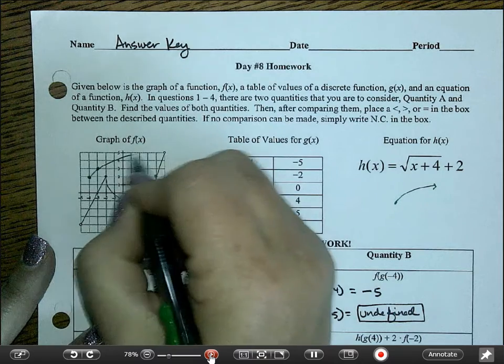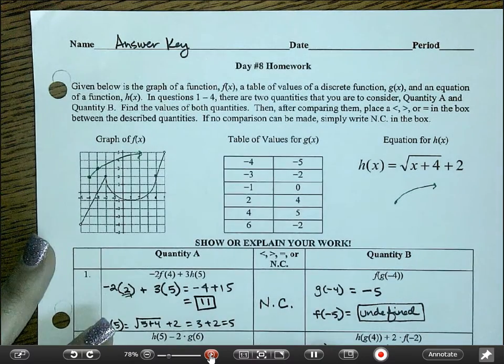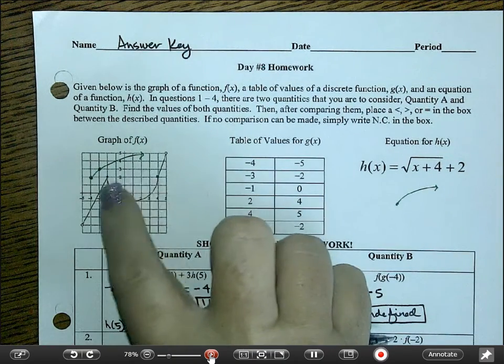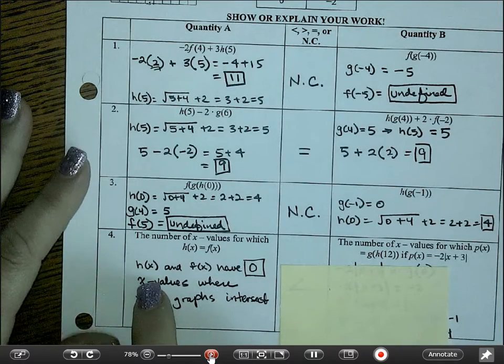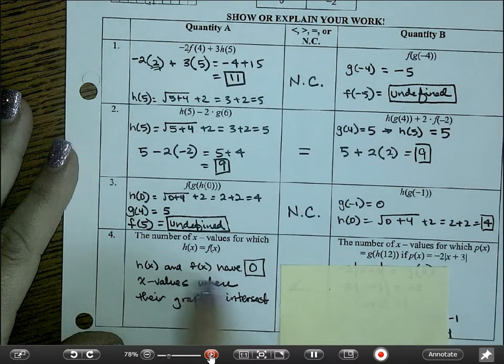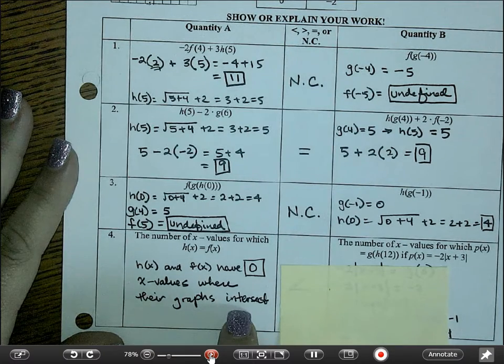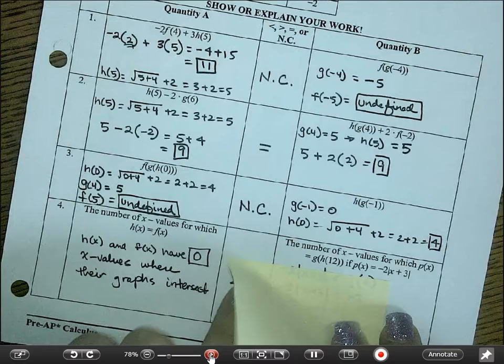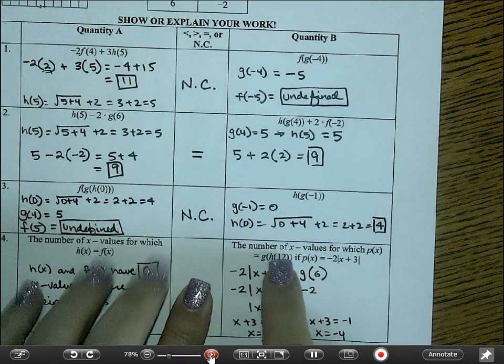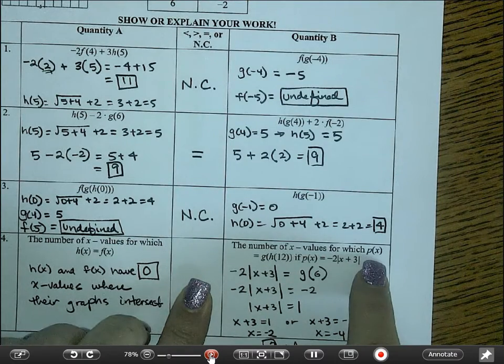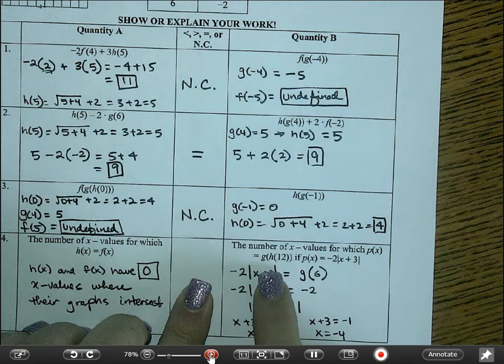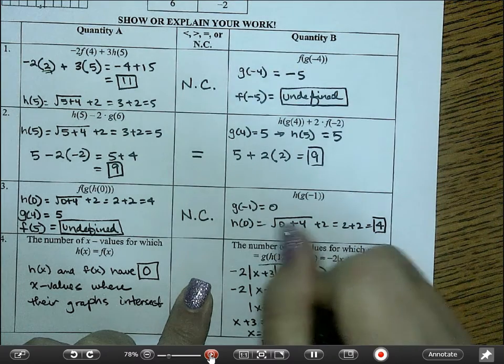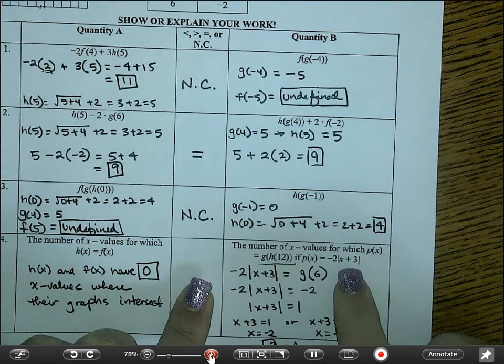And then it's doing this sort of thing, okay? So just by looking at this, there are no intersecting points. So h of x and f of x have 0 x values where their graphs intersect. And then now we're going to compare that to the number of x values for which p of x is equal to, and then we have to figure out this value, and here is p of x.